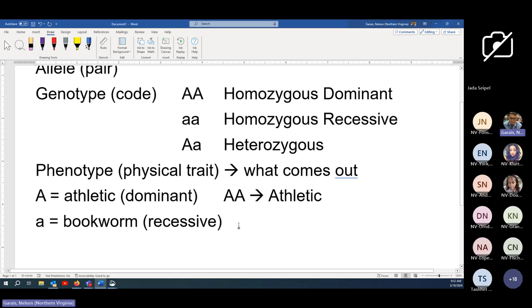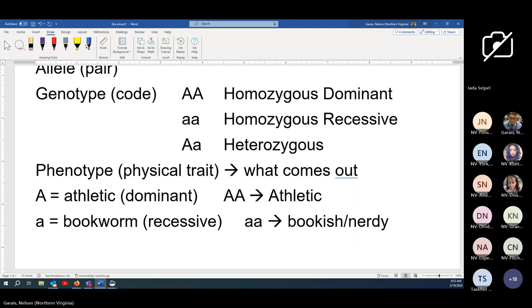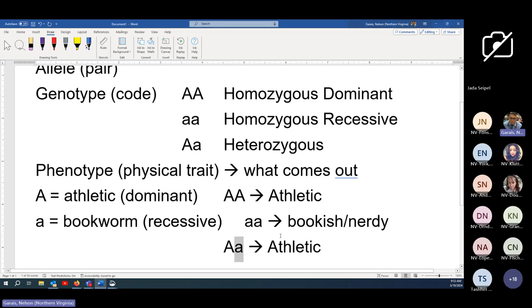So the lowercase a child, they won't be into athletics. They'll be bookish. They'll be, for lack of a better term, nerdy. Now, let's look at the third child. Capital A, lowercase a. This child is going to be athletic. If we're just looking at straight up genetics, this child will be athletic because what got recessed? The bookish, nerdy side.